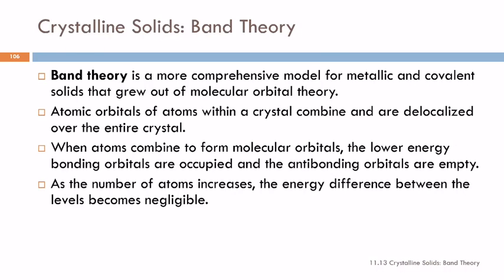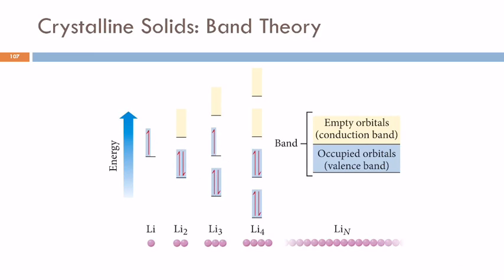When the atoms form these molecular orbitals, the lower energy bonding orbitals get occupied and the higher energy anti-bonding orbitals are not occupied, they're empty. As we get more and more atoms together and they combine their atomic orbitals into molecular orbitals, the energy difference between the bonding and the anti-bonding orbitals becomes smaller and smaller until it becomes really not that important at all. So let's look at an illustration of that.